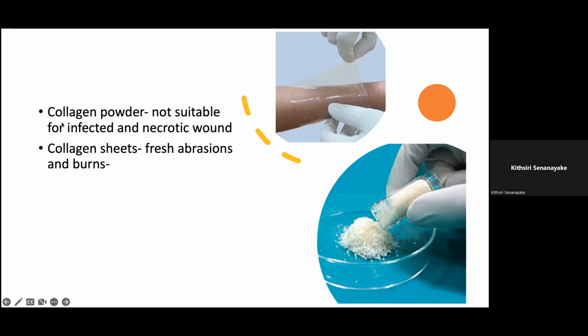And also the collagen sheets are available. Those can be used for fresh abrasions and burns. When you use collagen sheets, you should wash them properly to remove the preservatives and keep the collagen over the wound. And then you should remove the collagen until the wound heals. These are actually used for fresh acute wounds. Collagen sheets and collagen powder can be used for chronic wounds.